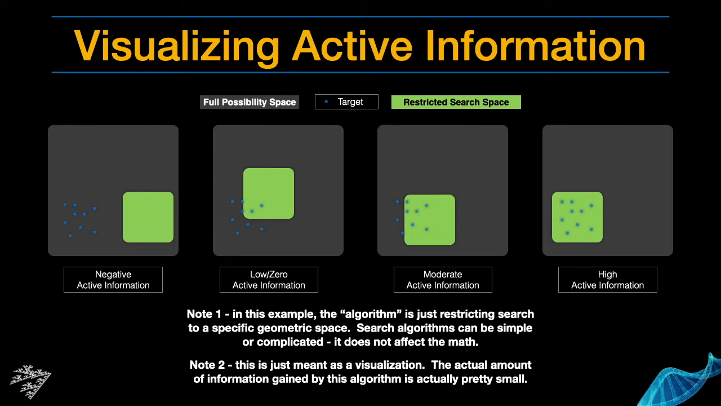If this was real life, the actual amount of information gained, even by the one that's in high active information, would be very small, because you're only restricting the space a little bit. So even with the one that says high active information, it actually would be low if you're taking this graph literally. Okay, so I just want to be clear. This is meant to visualize it, not to be an actual graph of something.